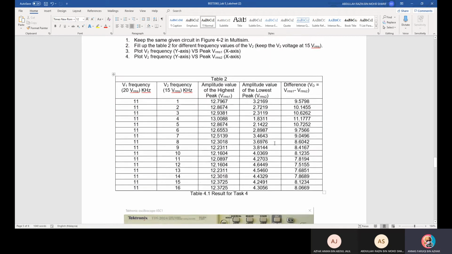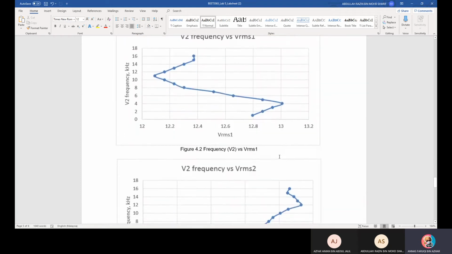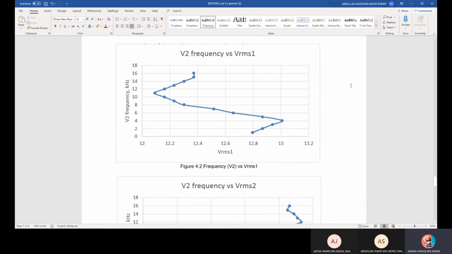Okay, we go through the graph. In this graph, at the first value, 1, we got 12.8, and then it increased until 4, which is 13 VRMS, and then it decreased at 11, and then it increased again at 16.